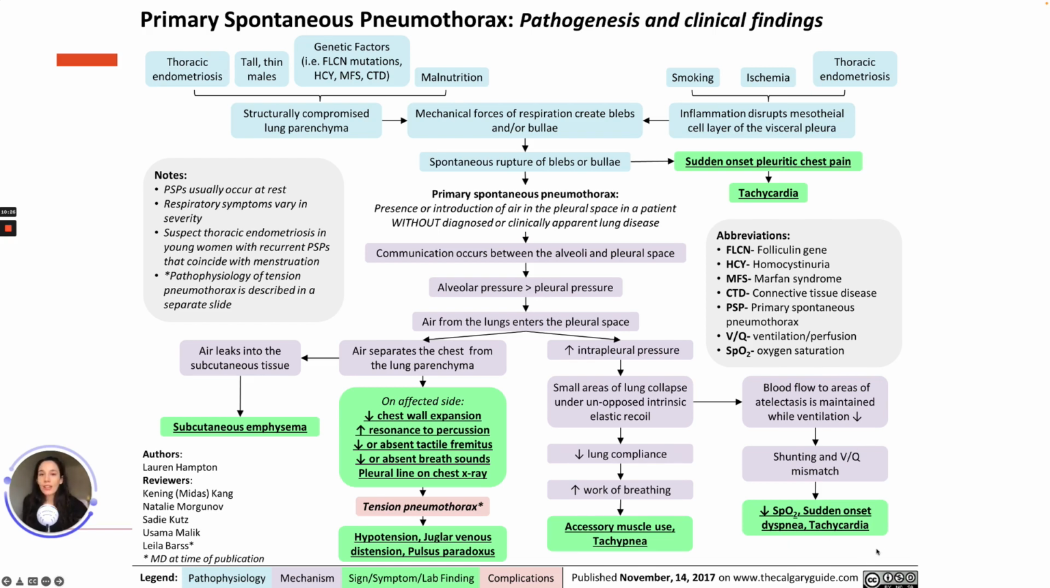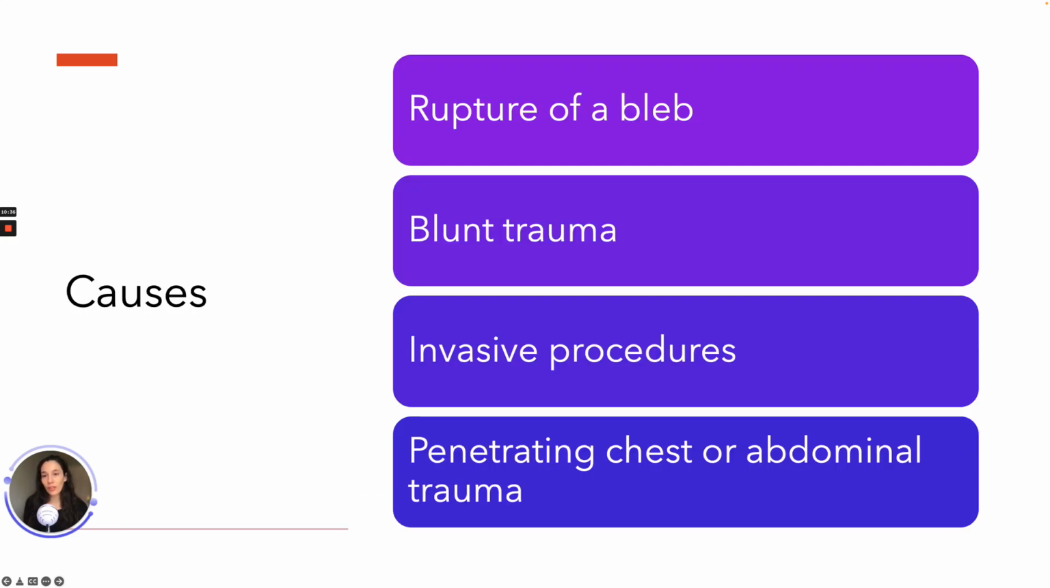So again, a lot of stuff going on here. Main points to know are those signs and symptoms and what a primary spontaneous pneumothorax is. Okay, so different causes. We went over a lot of this, but we have the rupture of the bleb. So that is with that spontaneous pneumothorax. And this happens in an apparently healthy person, and there are no signs of trauma. And it's due to the rupture of the air-filled bleb.